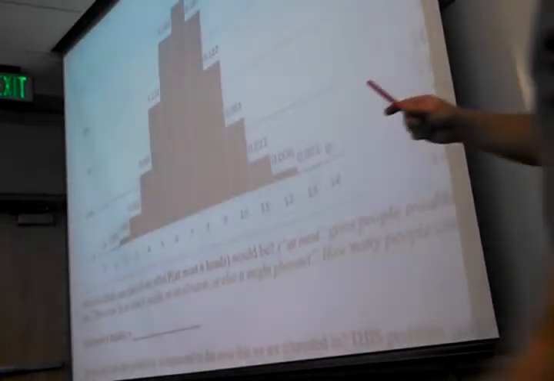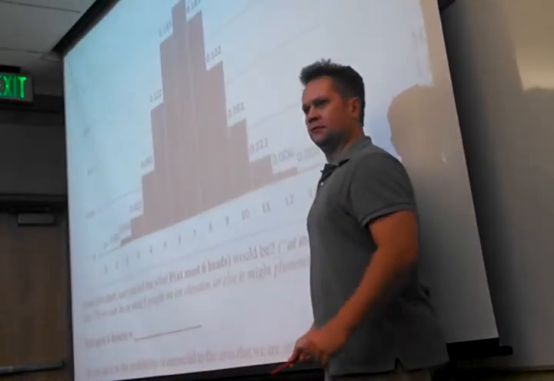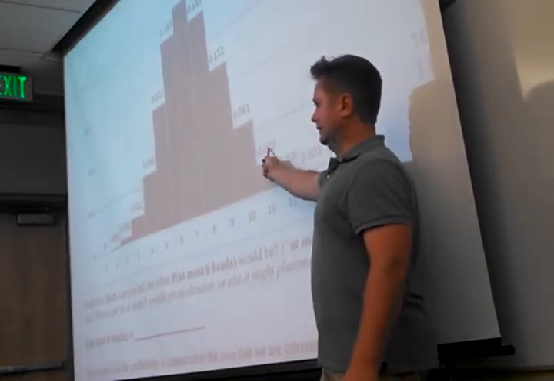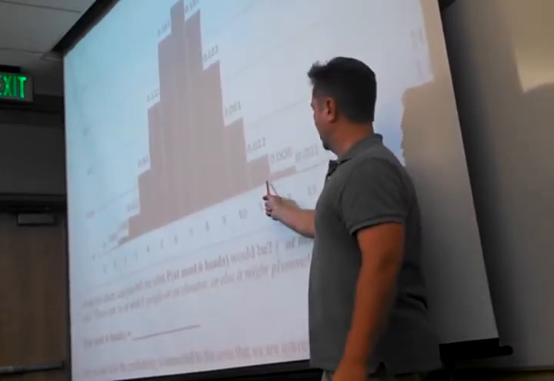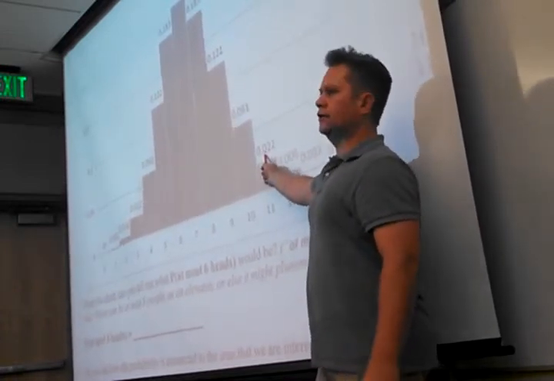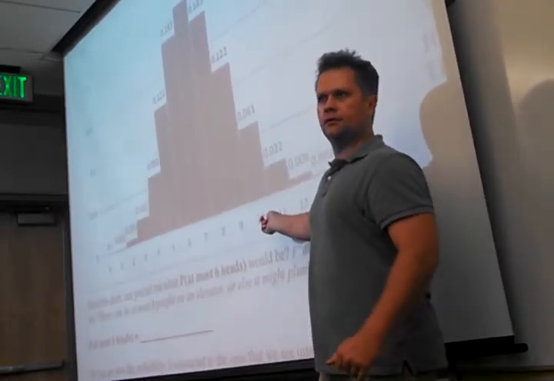But see how these rectangles all have a width of 1. Can somebody tell me, what's the area of this rectangle? How tall is it? And how wide is it? 1. So the area of this rectangle is equal to the probability of getting 11 heads.